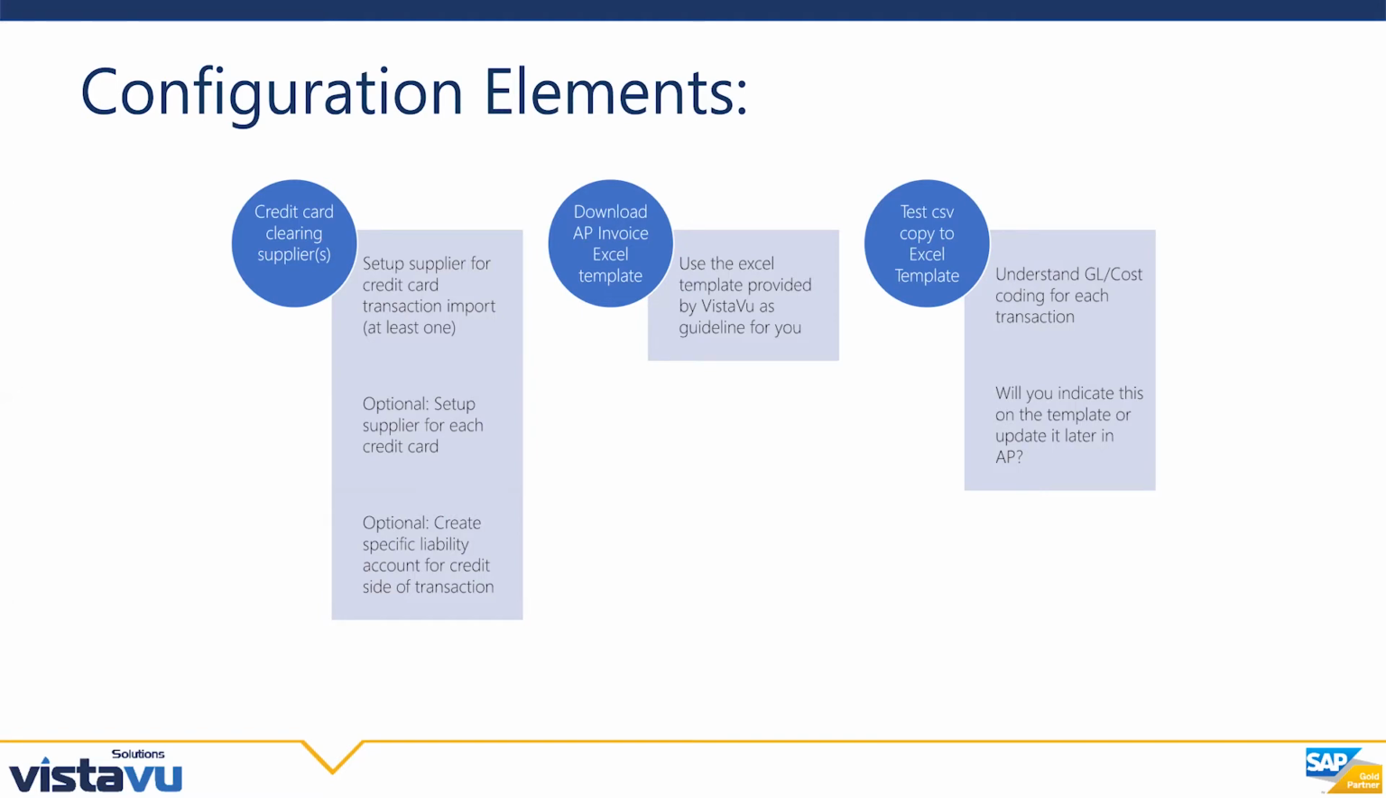You will need to download the AP Invoice Excel template. You can use the one from the SAP, from your product website. We're also happy to share the one that we are using in this video if you want to use that as a guideline. And then you can just update it per your company specific information. And then other than that, you're going to want to make sure that you understand the GL cost coding for each transaction. That's going to be part of the work that you do on the spreadsheet, really.